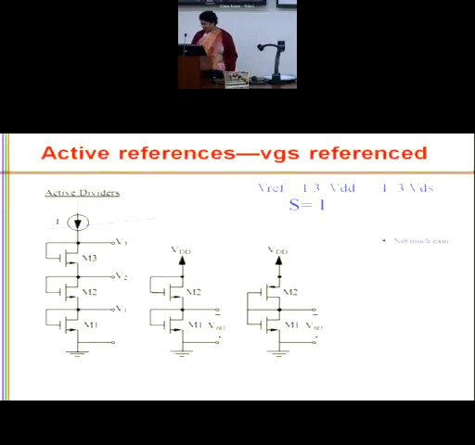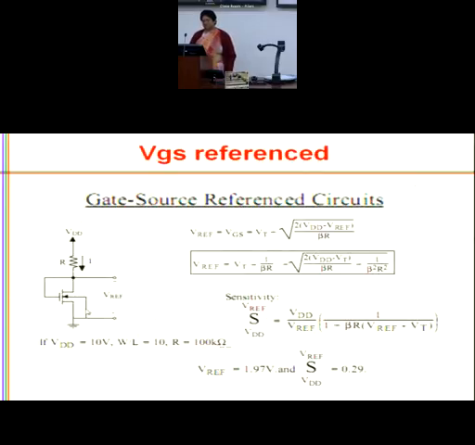So somebody proposed this structure, where you are having an R here and this kind of a structure. So Vref is again VGS. Now look very carefully. Vref is nothing but VGS of the MOS. Only VGS. It's not VDD minus VGS. It is only VGS. Vref is only VGS.